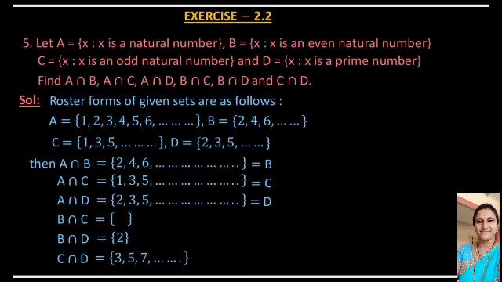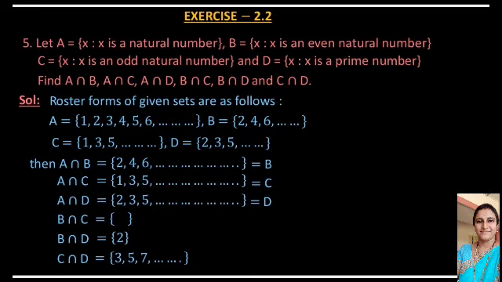So first, what can we find? A intersection B. If you take A and B and take the intersection, what are the common elements? 2, 4, 6, and so on are the common elements. So we get the B set. All the elements in A intersection B are only even natural numbers.